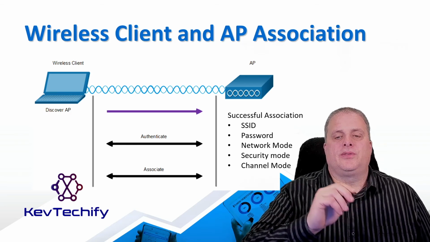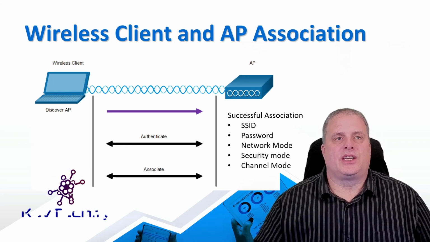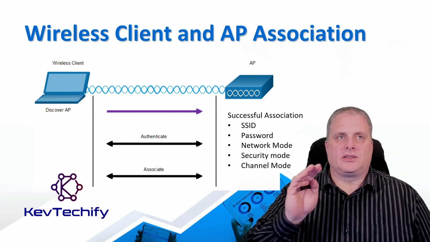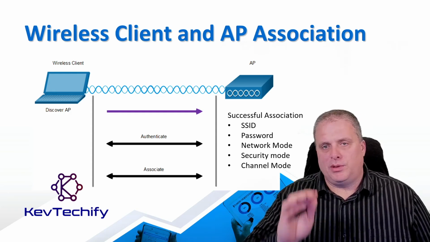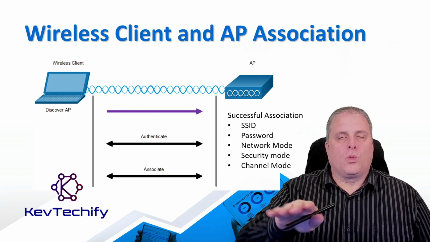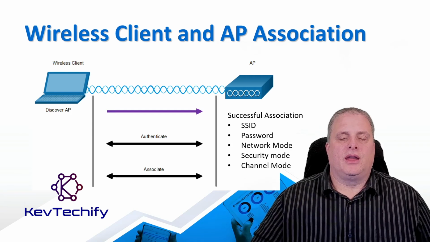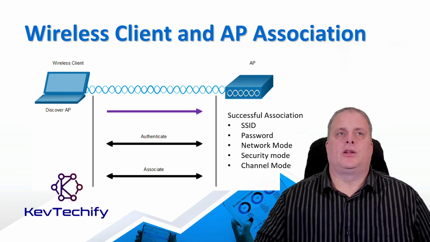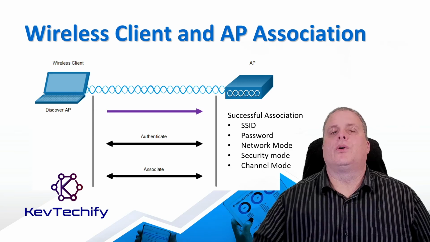Then we're going to look at the different security modes. We're going to make sure that the security mode is set up. These are the security parameters. This is WEP, WPA, WPA2. What security are we doing? And finally, we need to know what channel mode, what frequencies are we going to use.